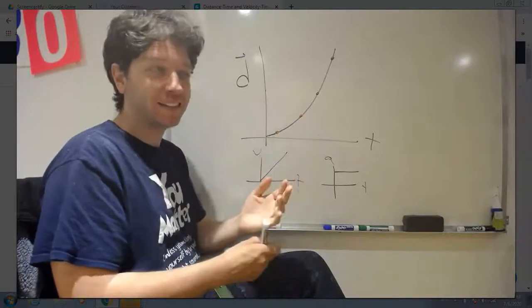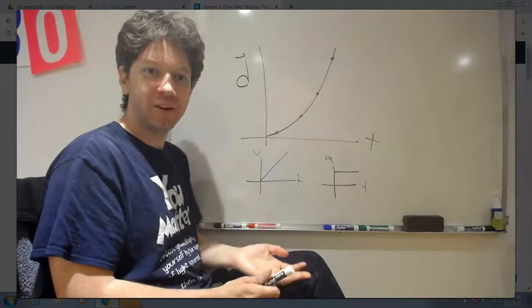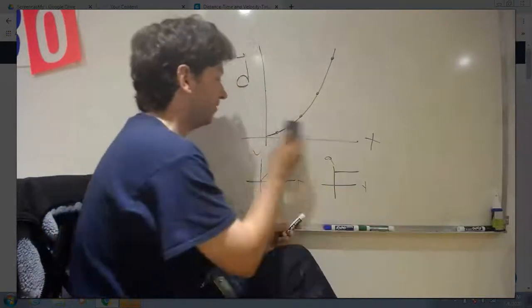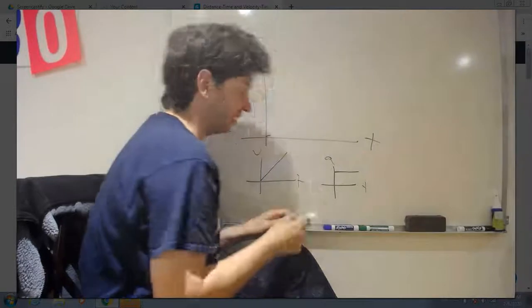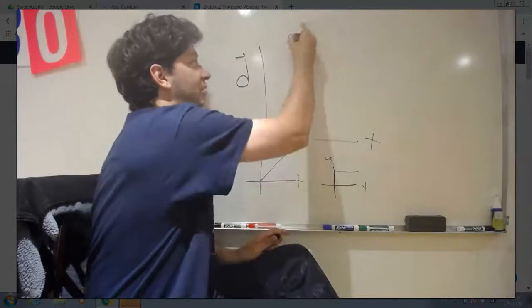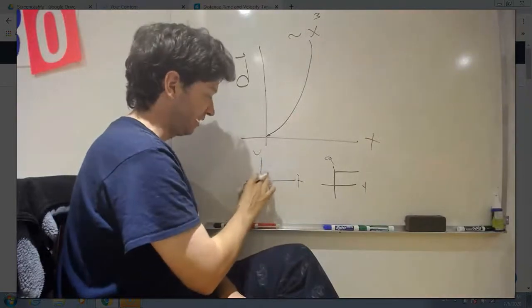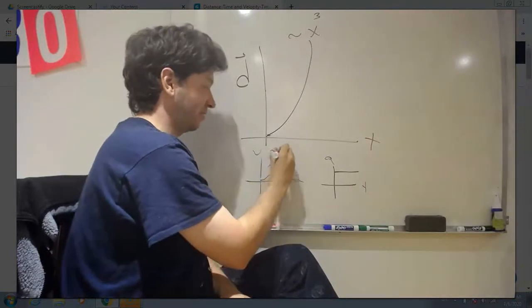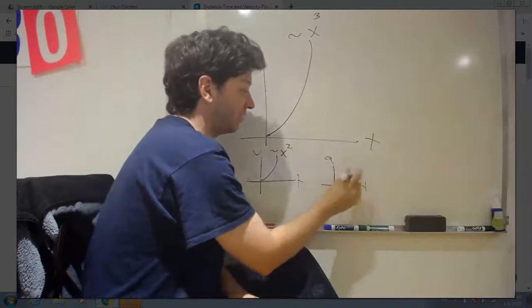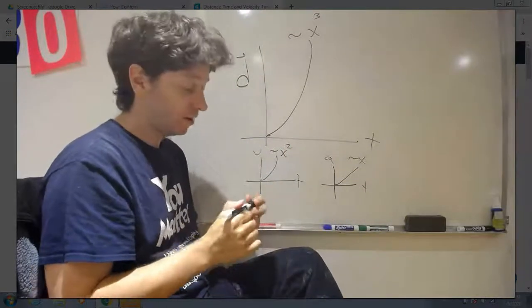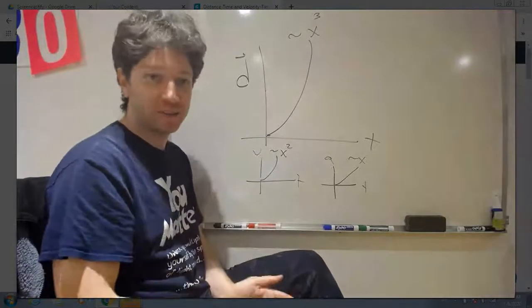You might be asking, can you have a DT graph which is cubic? Of course you can. You can have something that's even steeper and have it on the order of x cubed. In that case, your VT graph would be something on the order of x squared, and your AT graph would be something linear on the order of x. However, we're not going to analyze those situations.